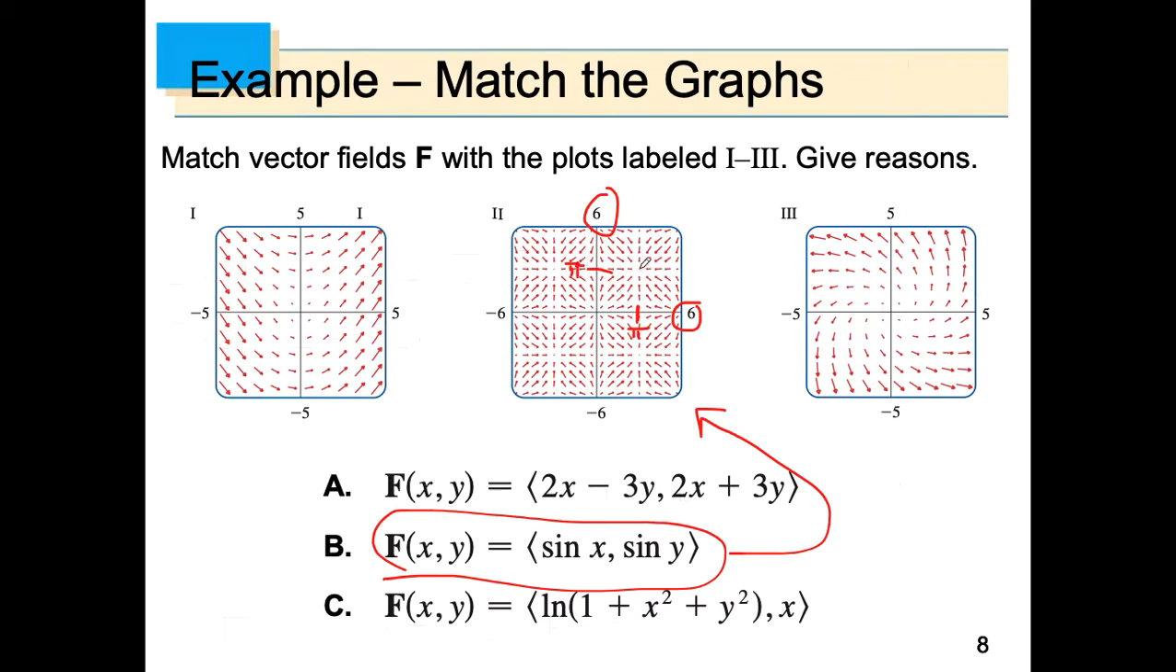So if we look at the point (pi, pi), notice that we have essentially a vector that has no length at all, or it's very tiny. In this case, it's probably going to be no length at all. And that should make sense, because if I plug in (pi, pi) here, sine of pi is 0, sine of pi is 0. So to me, that makes it the obvious choice. Again, please feel free to plug in other points to verify, but this to me is why that makes perfect sense. The vector field B here corresponds to graph 2.